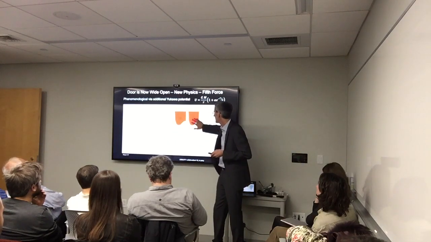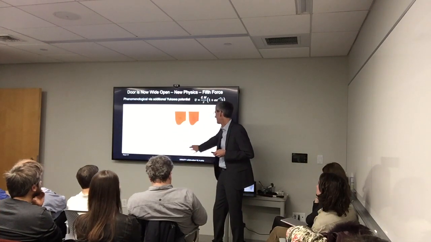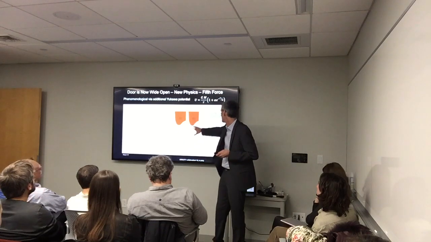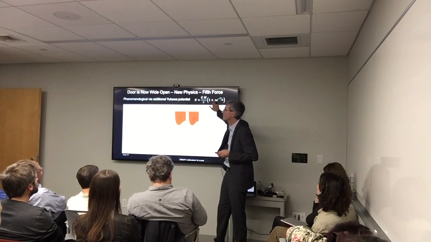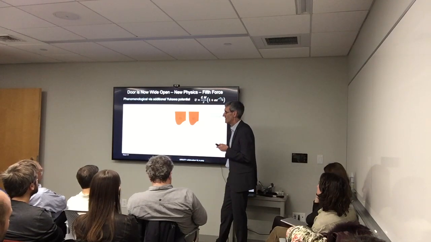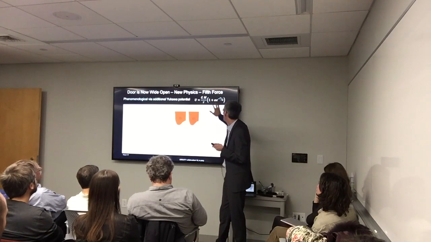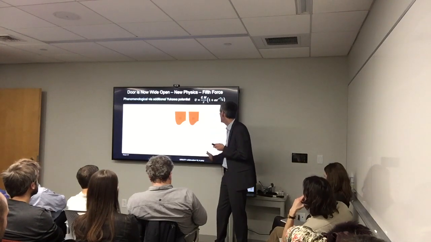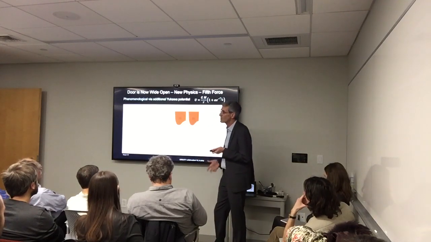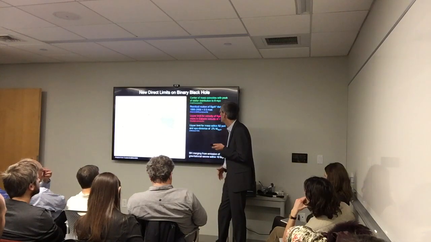Okay, so there's a plot from Hayes, he's now back in progress, and actually we start to cut down on how strong the Yukawa potential can be. We are on a moderate level, I think. We are starting. But you see we are probing a range which has not been probed before.